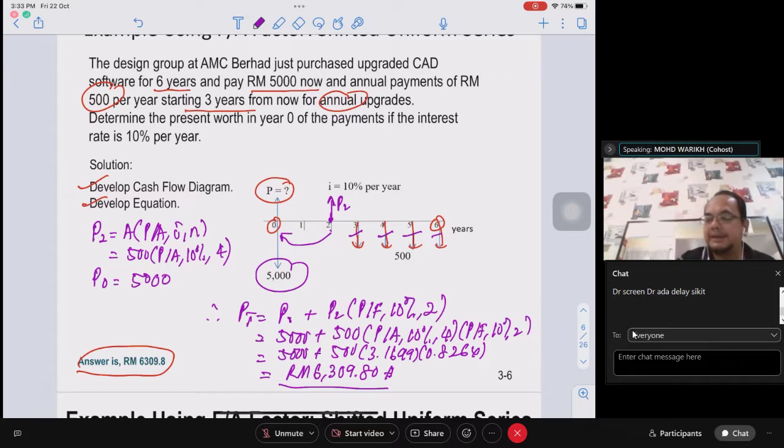Boleh tak? Can? Kan dalam grup juga. Kena hantar budak ni sekali. Tahu.